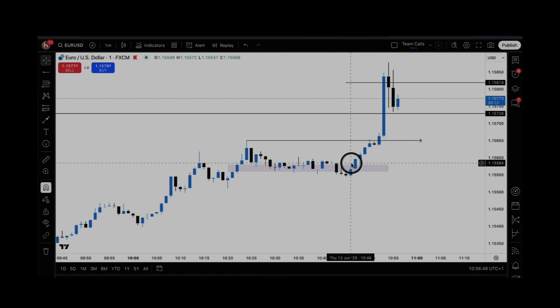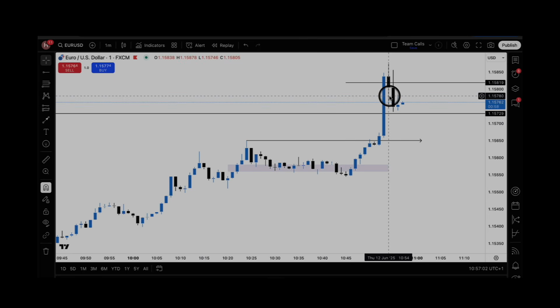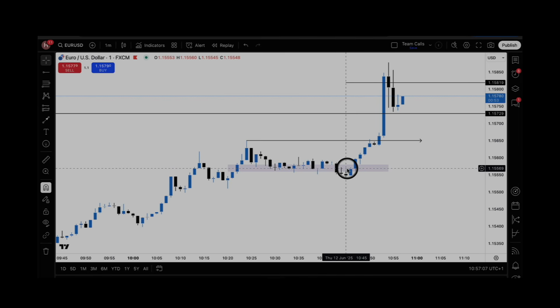Multiple ways to get in from here. I just showed you one way to get in from here. There's multiple ways to get in. There's even more confirmations with no indicators.